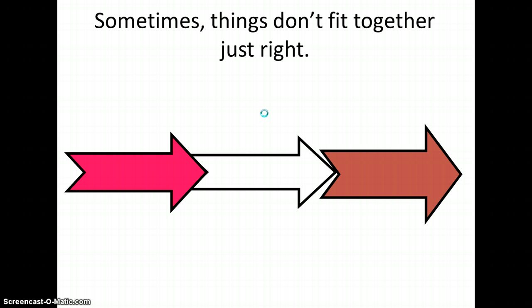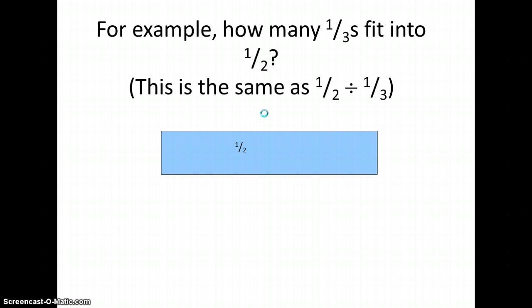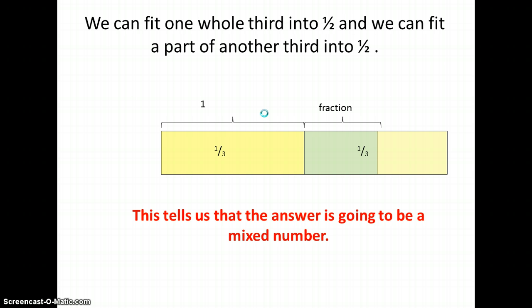Sometimes things don't fit together just right. For example, how many 1/3 fit into 1/2? It's the same as saying, what is 1/2 divided by 1/3? So I take a 1/2 strip and a couple of 1/3 strips and see how many times they fit. 1/3 can go in once, but when I try to do it a second time, it doesn't seem to fit just right. Only half of the 1/3 strip fits on the rest of my 1/2 area.